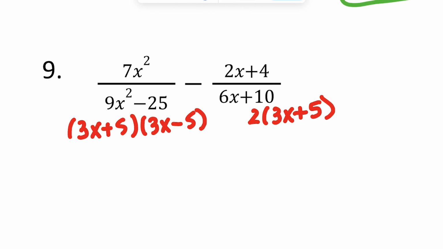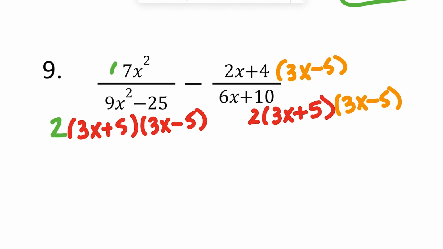Now, as you look at these, you are looking for common denominators. What does the first denominator have that the second one is missing? It's missing the 3x minus 5. So I'm going to multiply the second fraction by 3x minus 5. Remember, to both top and bottom. Now, what does the second one have that the first one's missing? It's missing that 2. So we're going to multiply by 2 to, again, both the top and bottom.